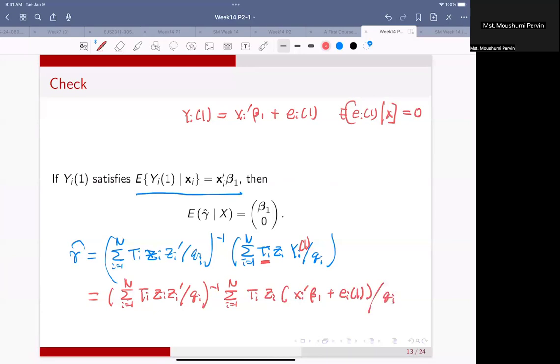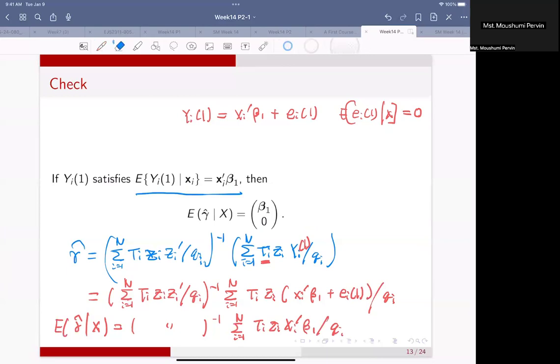So I'm going to take the expectation, so then, right? So that is the gamma hat. And then the expectation of the gamma hat given x is just the same thing here. And now all you have to do is simplify the algebra.